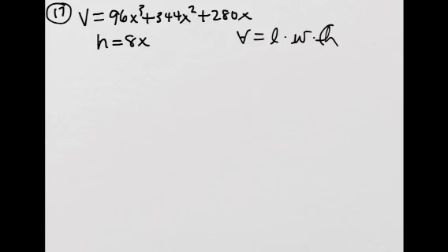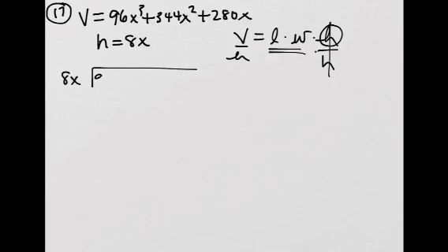So if we know height, we divide it over here by 8x and it cancels there. So when you divide it, then you get the product of length times width, right? And this kind of looks like an upside down A, but it's a V. I just messed up on that. Okay, so we're going to divide 96x cubed plus 344x squared plus 280x. I'll add the 0 in case we need it.